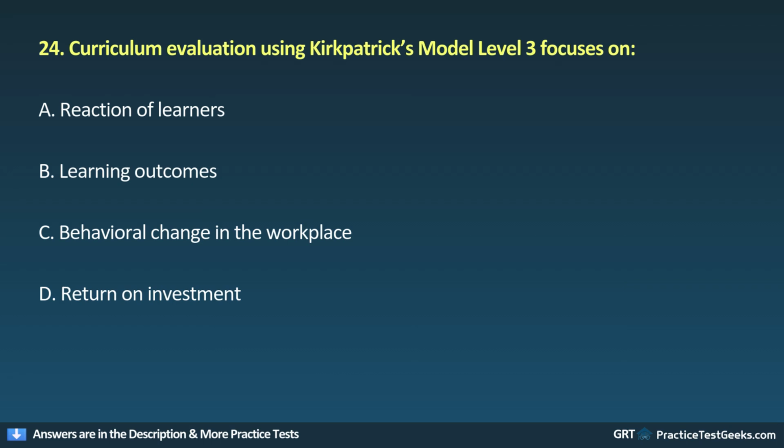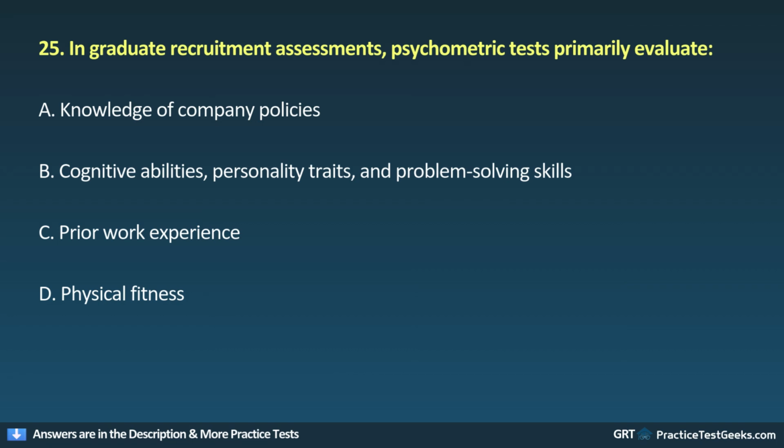Reaction of learners. B. Learning outcomes. C. Behavioral change in the workplace. D. Return on investment. 25. In graduate recruitment assessments, psychometric tests primarily evaluate A.